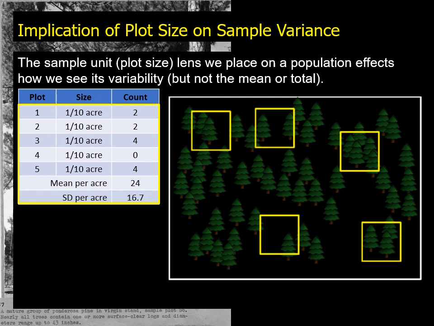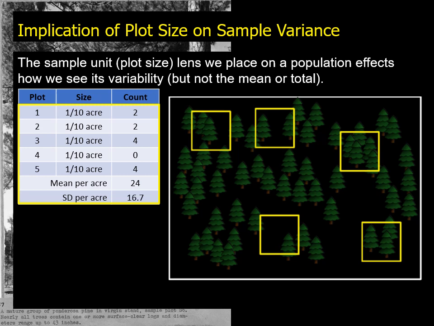The scale at which we choose to view a population influences the level of variability, or range of possible values, that we would expect to find. If we look at this set of 5 1/10 acre plots, they reveal samples of 2, 2, 4, 0, and 4 trees respectively, giving us a sample mean of 24 trees per acre and a sample standard deviation of 16.7 trees per acre, overall showing us a fairly highly variable population.